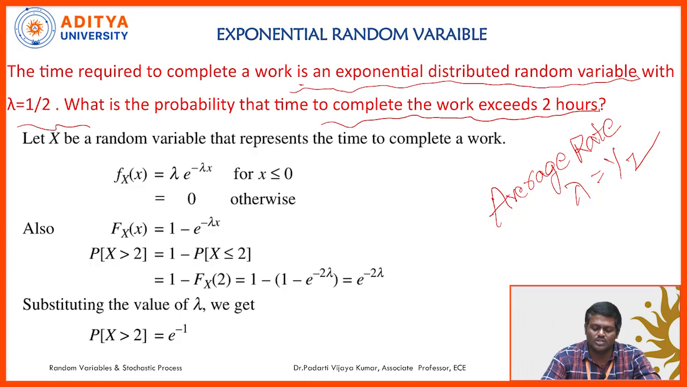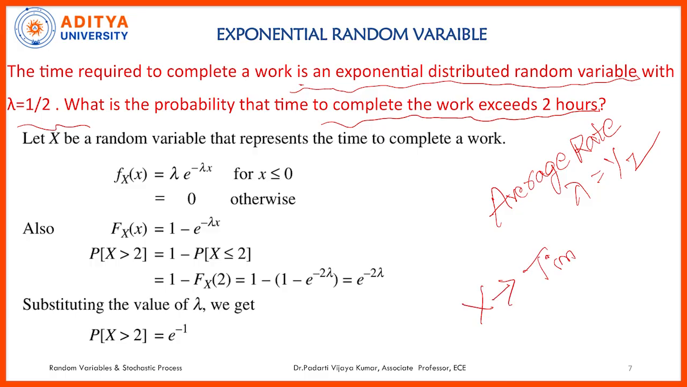Firstly, before starting the problem, we need to define the random variable. X is a random variable which indicates the time to complete the work. Given that it is an exponential density function, we need to recall the mathematical definition of the exponential density function. f_X(x) is equal to e power minus lambda x, where x is greater than or equal to 0, and is equal to 0 otherwise, when x is less than 0.